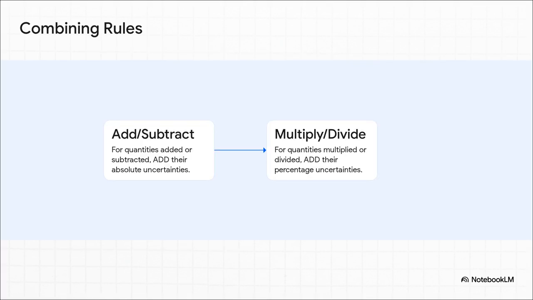Okay, this is where things can get a little tricky, but it's crucial. What happens when you use your measurements in a calculation, like finding the area of a room? Well, the uncertainty comes along for the ride. There are two basic rules you have to know. Rule 1. If you're adding or subtracting measurements, you add their absolute uncertainties. It's kind of like a worst-case scenario. The errors could stack up. But Rule 2, if you're multiplying or dividing, you add their percentage uncertainties. This makes sense because the relative size of the error matters more in these cases. Following these rules is how you honestly report the uncertainty in a calculated result.